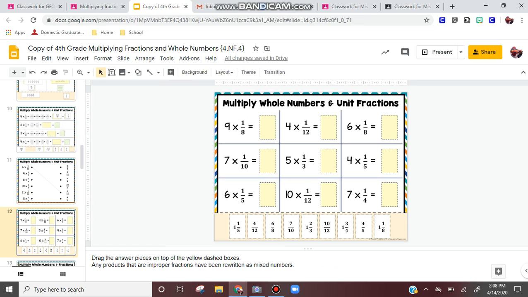Number 11 is tricky. All right, here you're just finding your answer. So 9 times 1 is 9/8, but 8 can go into 9 one whole time. So 1 1/8. Yeah, it should be 1 1/8. There it is over here. And you drag it and you move it over.